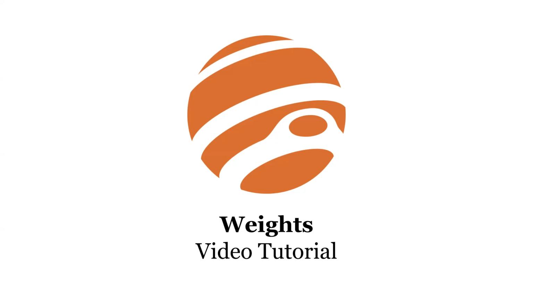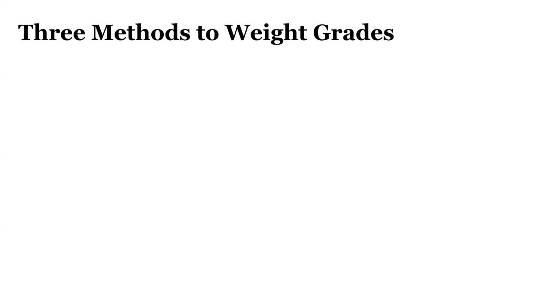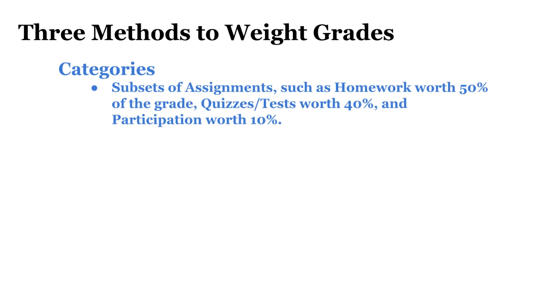This tutorial explains the different options for using weighted and unweighted grades. There are three different methods for weighting grades. There are different options for all three, so you can choose the combination of weighting which is correct for your classes. The first is categories, where you can define subsets of assignments such as homework, quizzes, tests, and participation worth a certain percentage of the overall grade for the class.